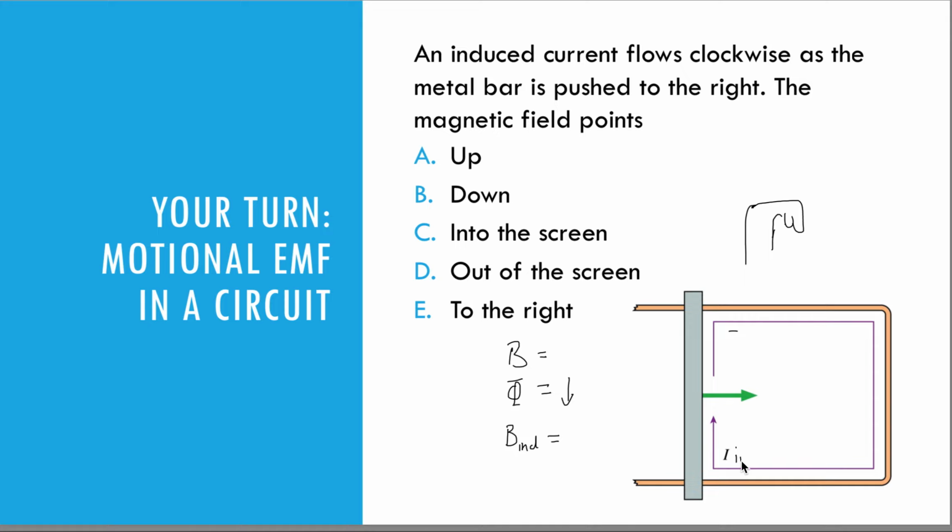This was the induced current. The induced current is creating a field into the page. That means that the original field was also into the page because the flux was decreasing, so the induced field had to point in the same direction as the applied field. And we can also do it another way.